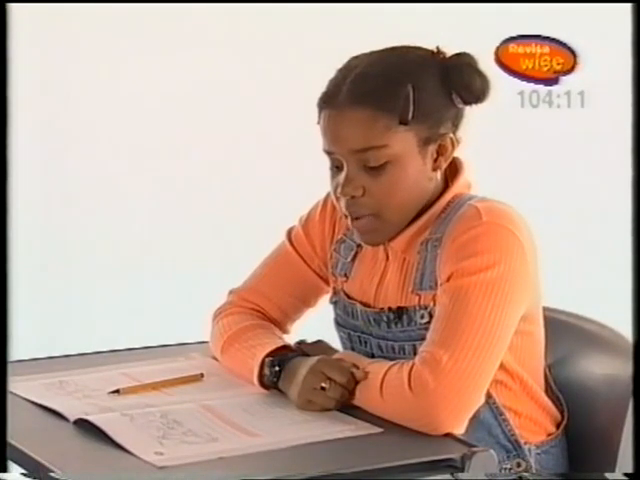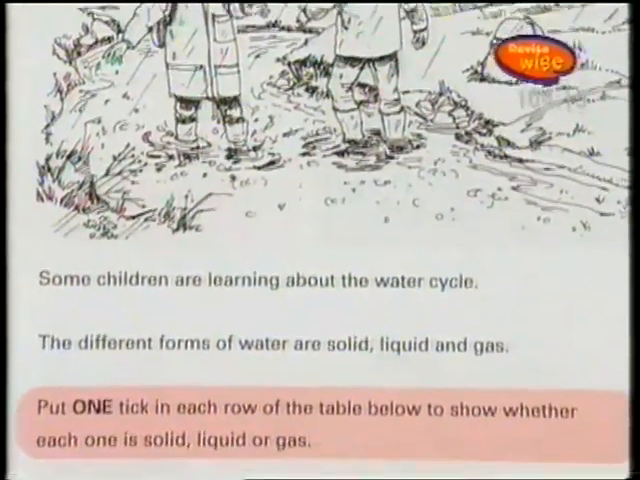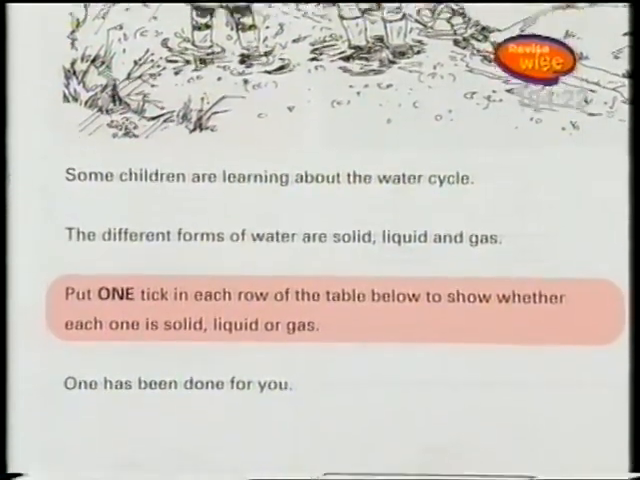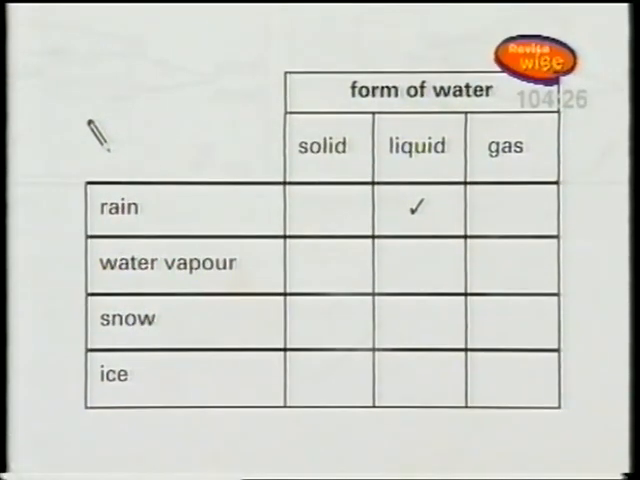Some children are learning about the water cycle. The different forms of water are solid, liquid, and gas. Put one tick in each row of the table below to show whether each one is solid, liquid or gas. One has been done for you.